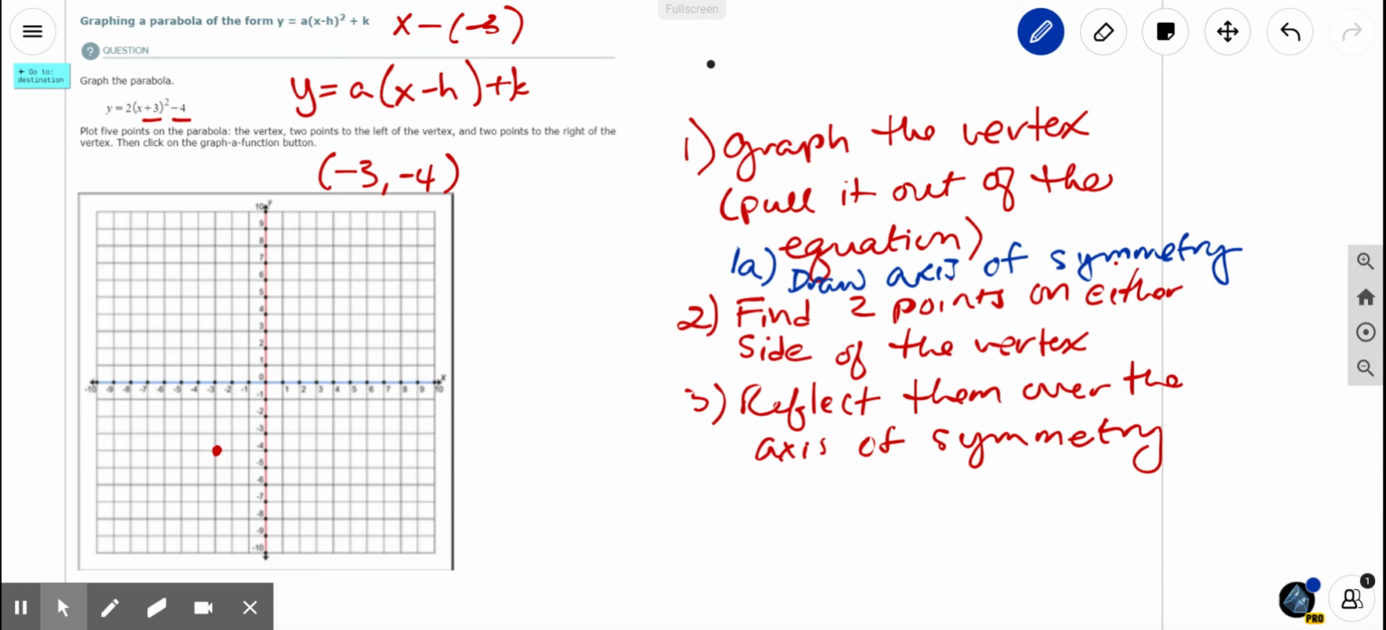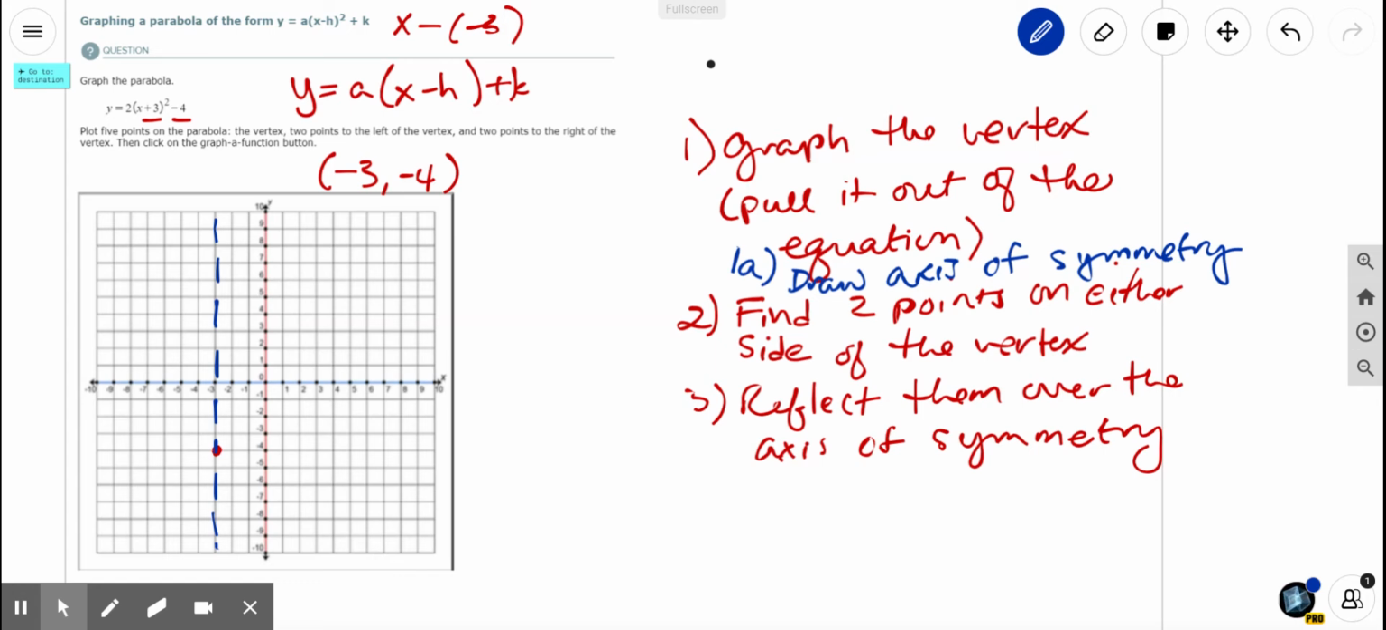So I'm going to draw that now. And it always goes right through the vertex. That's what it does. Graph the vertex and axis of symmetry. Now it doesn't make you do this, but I'm just doing this because this is standard. Like if you get in a math class, it's going to ask you to do this. So it's good for you to know how to do it.